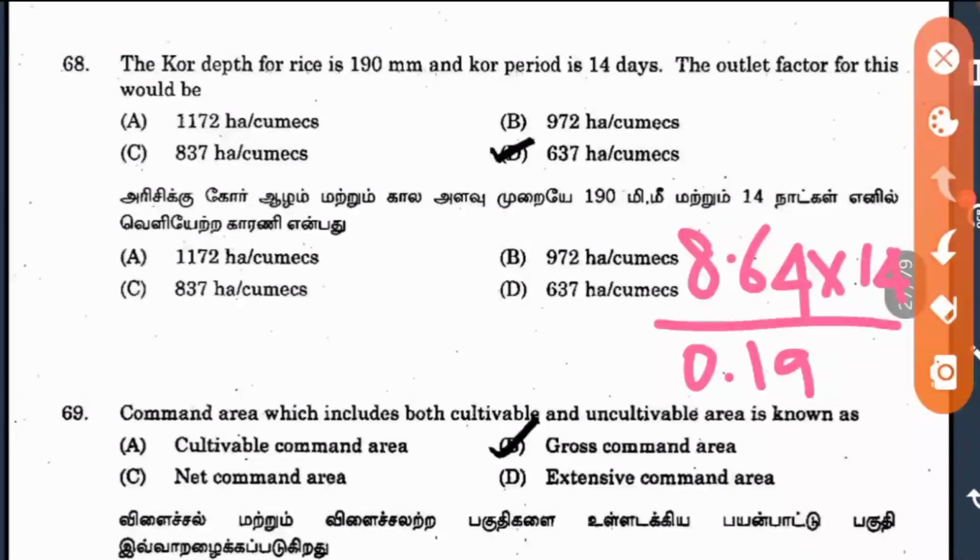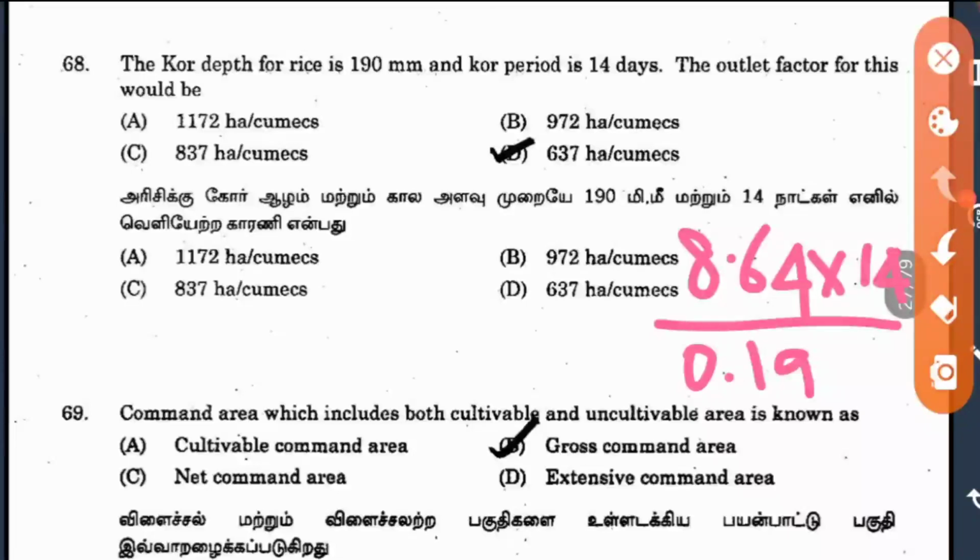So when you multiply this, you will get the answer as 637 hectares per cumec. When you substitute B in days and delta in meters only, you will get the answer in hectares per cumec. So this is a constant thing. Whatever values you have, you should substitute them in these units only.